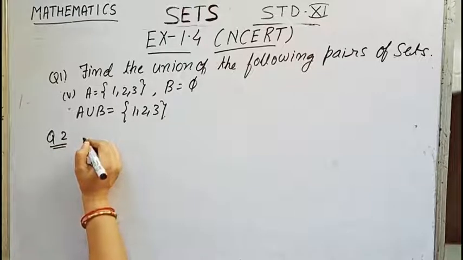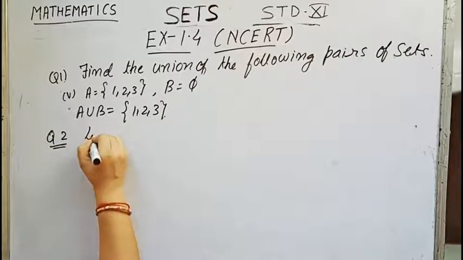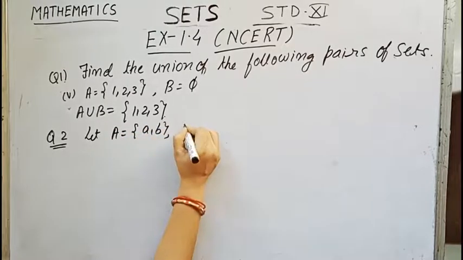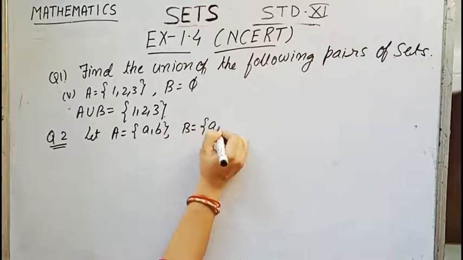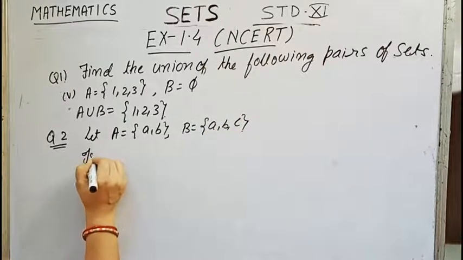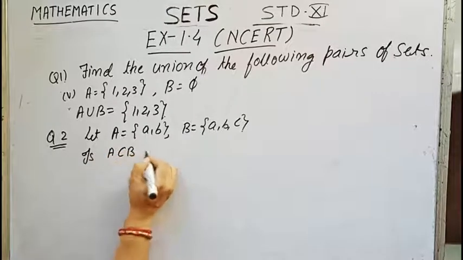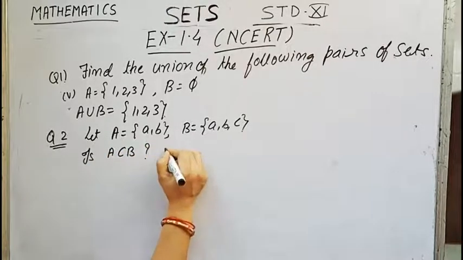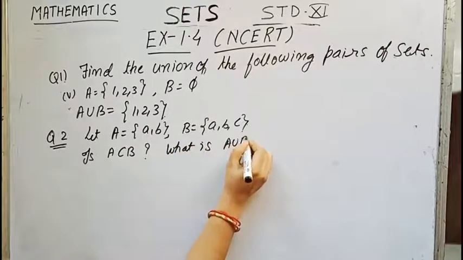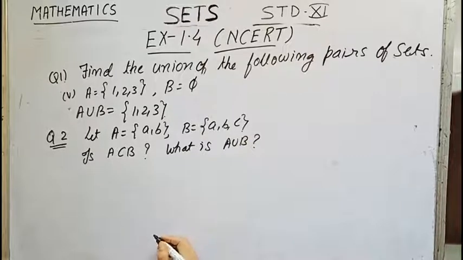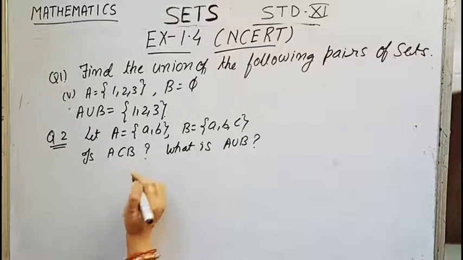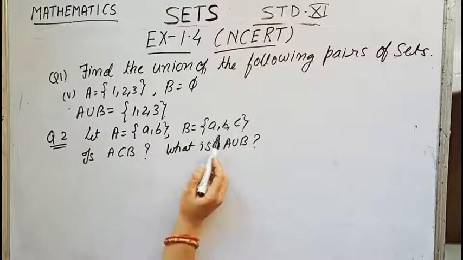Question number 2 says that let A equal the set containing a, b, B equals the set containing a, b and c. Now the question is saying: is A a subset of B? And also, what is A union B? Now children, over here the first part is we have to check whether A is a subset of B or not. Obviously all the elements of A are contained in B.